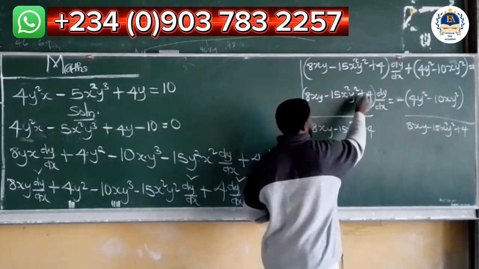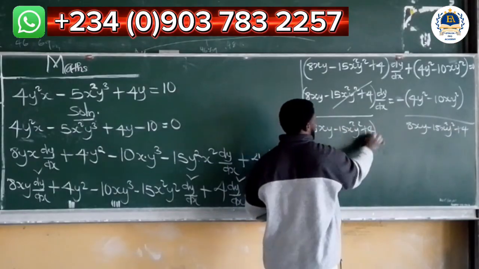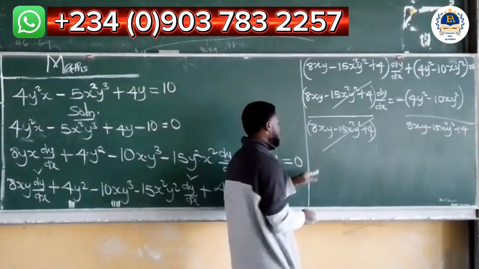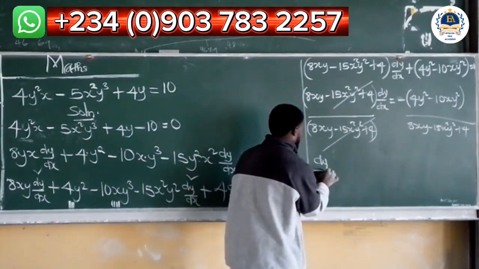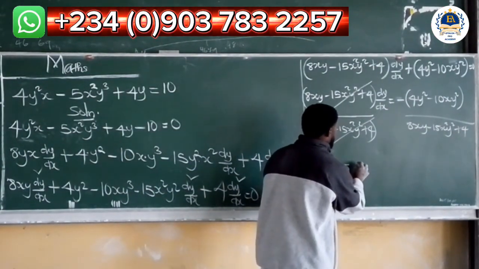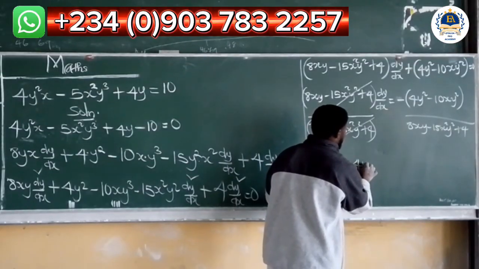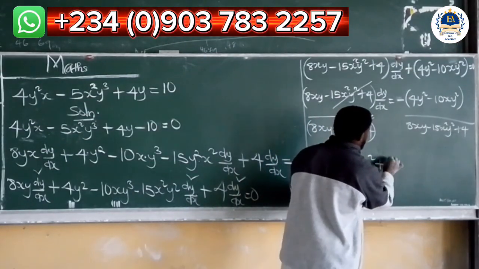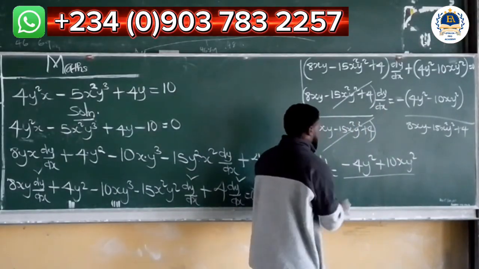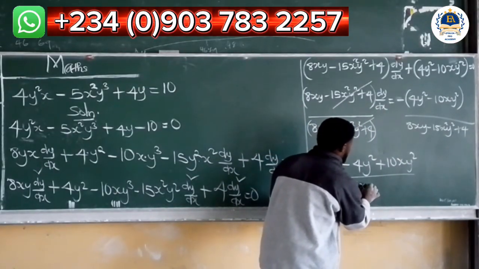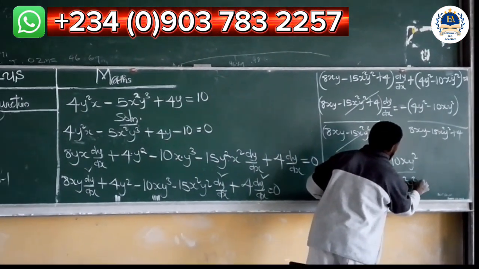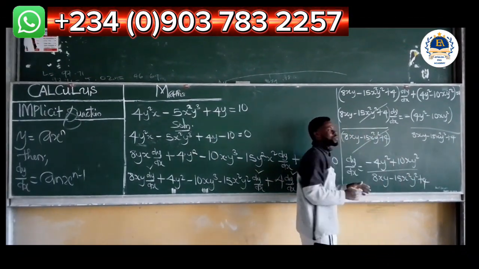Then this would cancel this, and we are going to be left with dy over dx is equal to minus 4y squared plus 10xy squared, all divided by 8xy minus 15x squared y squared plus 4. And this becomes the final result.